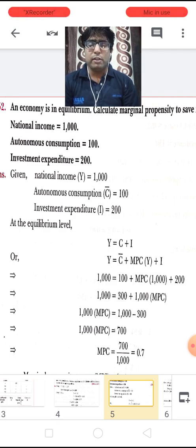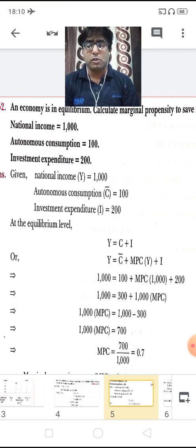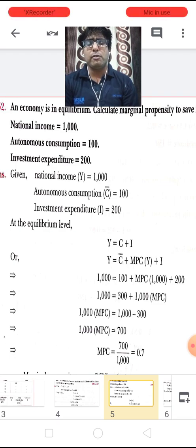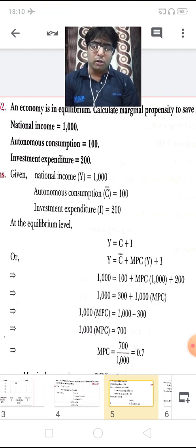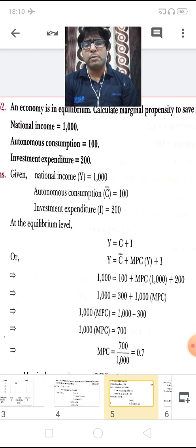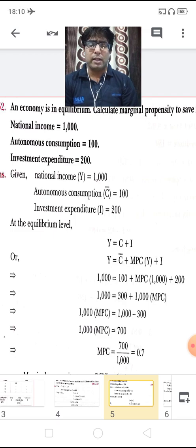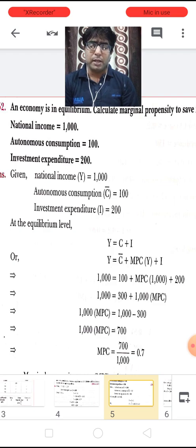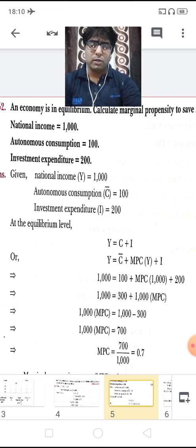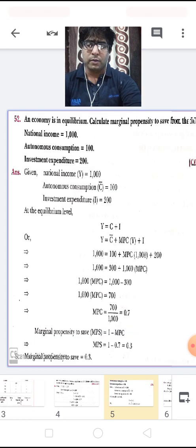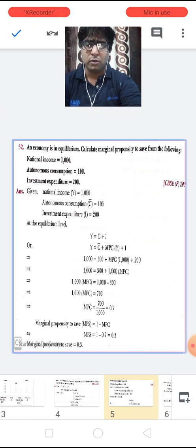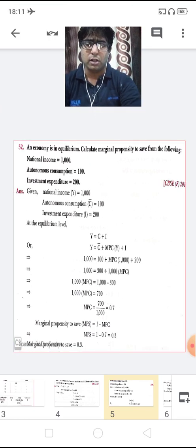So if we get the value of MPC, that is 0.7 in this question, we can easily find out the value of MPS. As we all know, the sum of MPC and MPS is always equal to 1. So by applying this formula, MPS is equal to 1 minus MPC. So 1 minus 0.7, the value of MPS becomes 0.3. This is how we would solve this question.